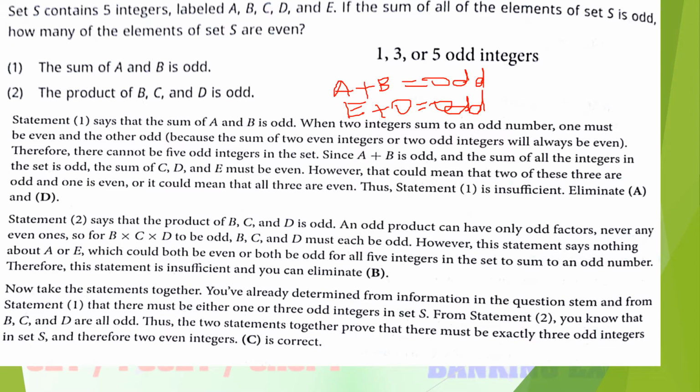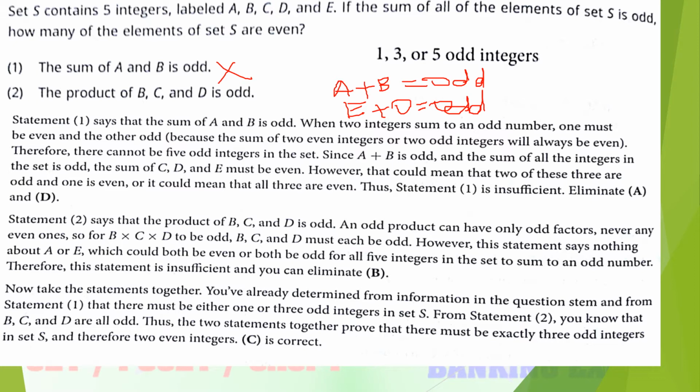Why? Because they only told us about A and B, but we don't know the value of the remaining three. The remaining three are C, D, E, so we don't know their values. So the first statement is insufficient. It is not possible to determine the answer for the question: how many elements of set S are even? From the first statement alone it is not possible.